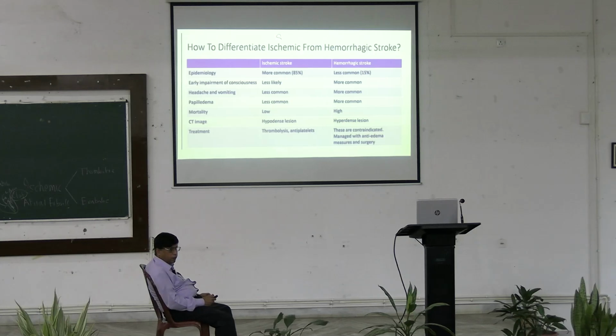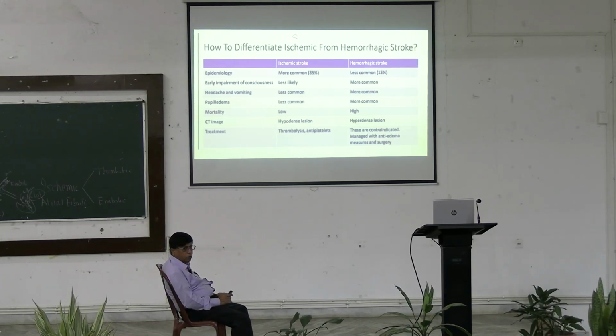This slide and the following slide, these two slides are very important. You should memorize them before going to the exam. So, how to differentiate ischemic from hemorrhagic stroke? I have already told you these things. These are just represented in a table form.